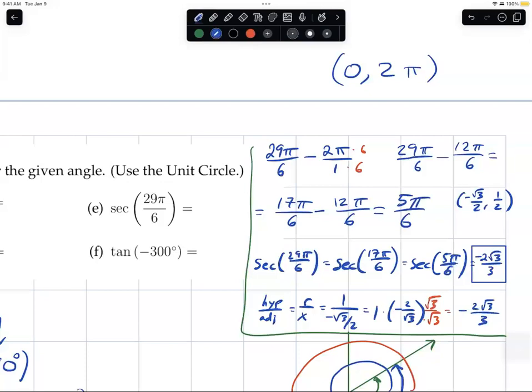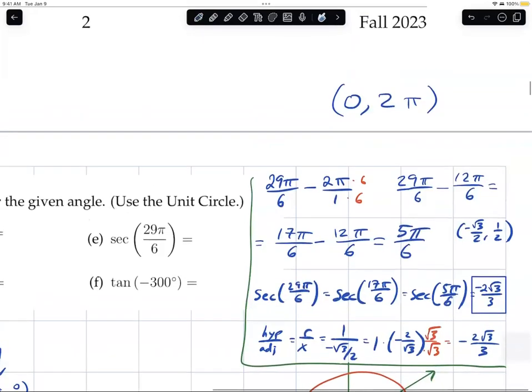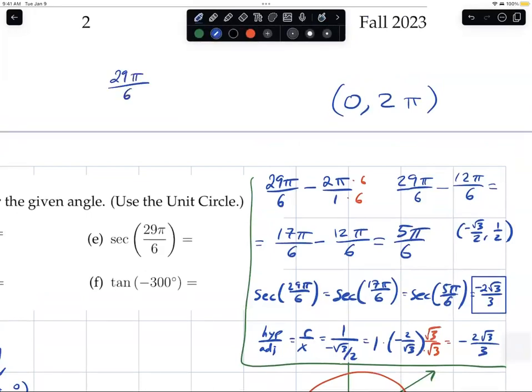I kind of don't even want to say this because I don't want this to be used when it shouldn't be, but I'll mention it anyways, just because it's useful. Notice that earlier I said 29 pi over 6, and I said, is this between 0 and 2 pi? You can divide 6 into 29 to see that it's not. If we divided 6 into 29, it went into it 4 times with a remainder of 5.